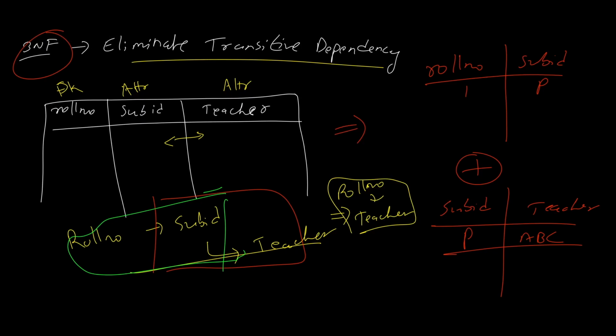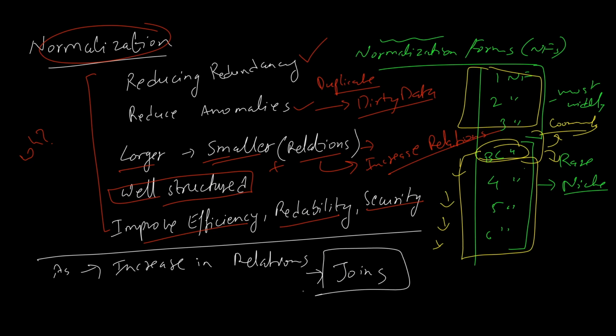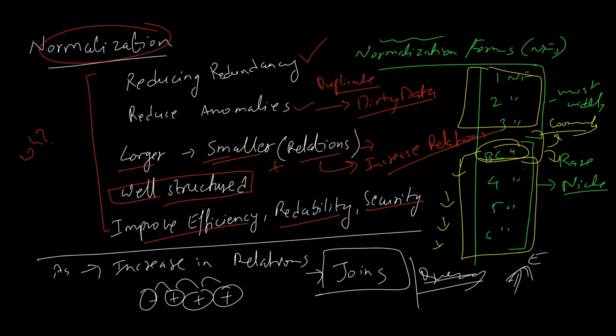Now there are drawbacks. Let's say as you normalize, the thing that will happen is there'll be an increase in relations, which would in turn increase joins. If there are many tables or many relations like this and there are joins in each of them, then managing the queries is hard, right? The execution time goes up and the database becomes slow.